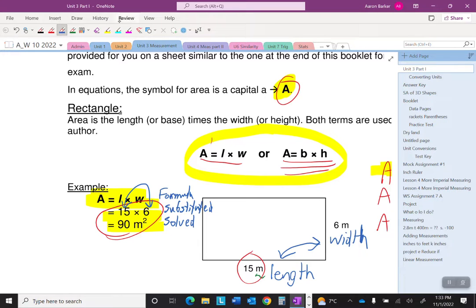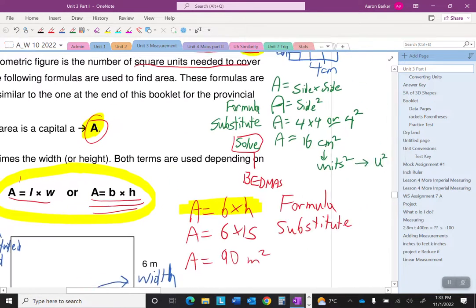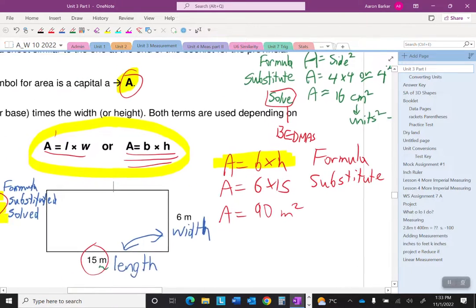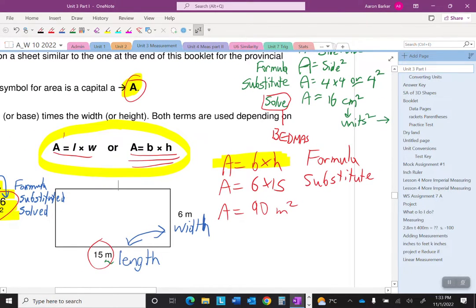Now, some people are like, Mr. Barker, I really want to go base times height instead. No problem. Actually, in fact, that's what I do. So what you can do is do it over here. Write down your formula, base times height. Use that formula: 6 times 15 or vice versa. These can be written in any order. So I substitute in. And what's our last step? Solve. Formula, substitute, solve.